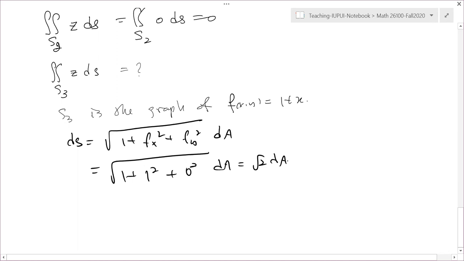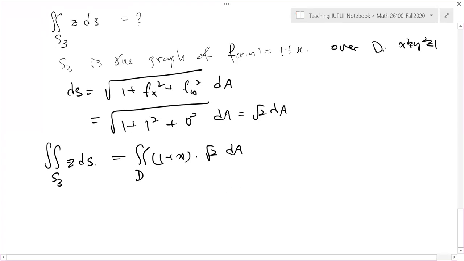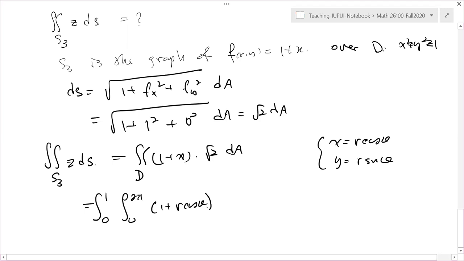So this integral is over the disk x squared plus y squared less than or equal to 1. The z is the value of the function on the plane, which is just 1 plus x, times the square root of 2 dA. Then you use polar coordinates, x equals r cosine theta, y equals r sine theta. So that becomes the integral with r between 0 and 1, theta between 0 and 2 pi, of 1 plus r cosine theta, square root 2, r d theta dr.